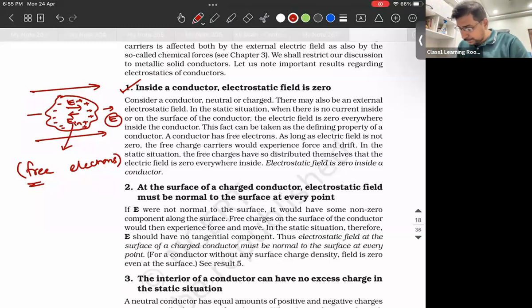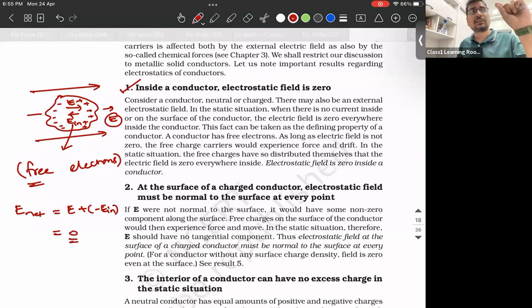In such a way, if you try to calculate the net electric field in this scenario, it will come to be the electric field due to the outside value plus the negative of the induced value. Why I'm using a minus sign is because it is in the opposite direction to the given one. So the value of net electric field inside is going to be 0 because the induced electric field will exactly be equal to the external electric field. As a result, the net electrostatic field inside a conductor is going to be 0.